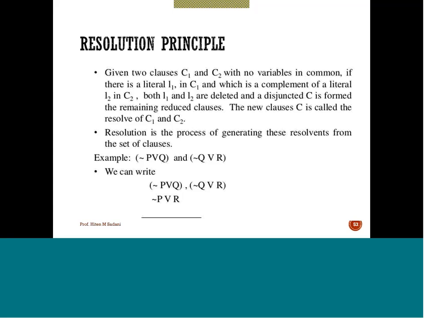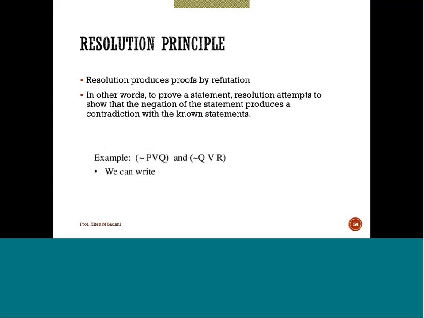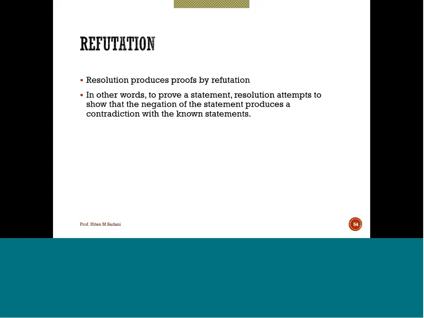This is the thing that we have discussed in the example, and this is the theoretical part. I have not discussed the theoretical part first because you should understand the example first, then you can easily understand the theoretical part. So what is refutation? Resolution produces proofs by refutation. In other words, to prove a statement, resolution attempts to show that the negation of the statement produces a contradiction with the known statements. Already we have done that. So negate it and then the empty clause is generated, by using the known statements.